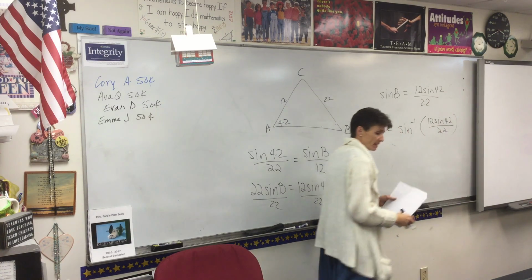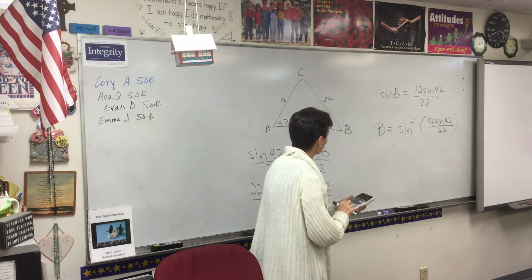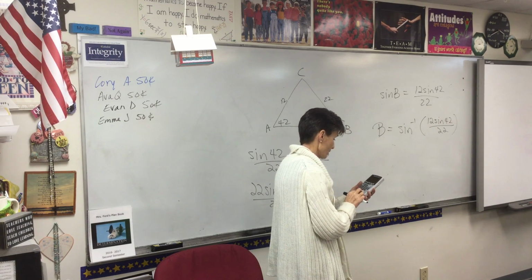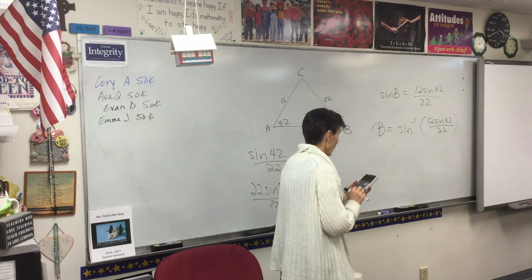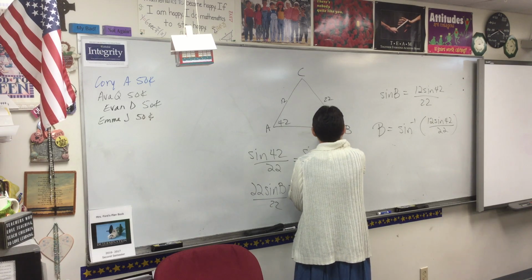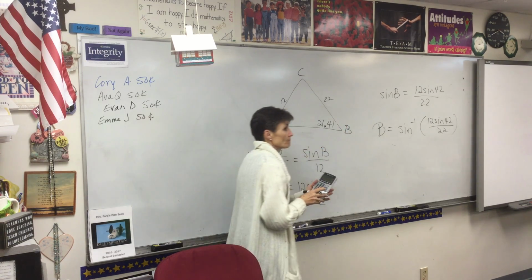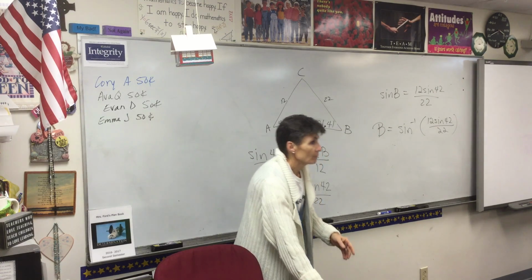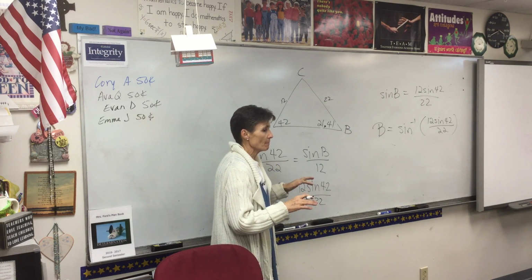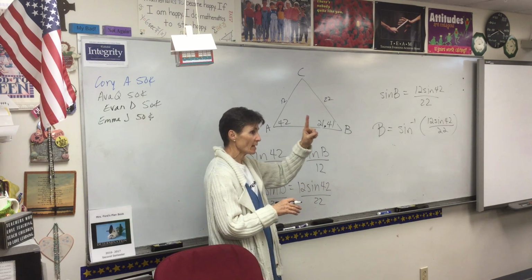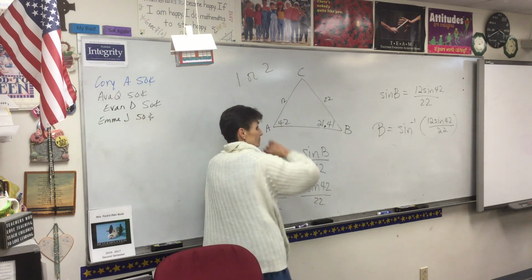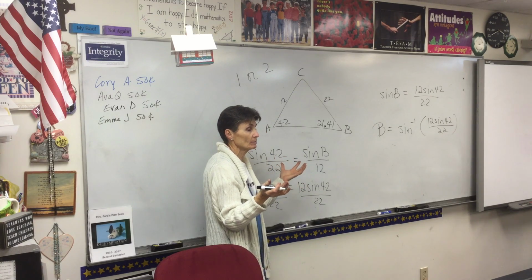So I'm going to type that in on my calculator. Inverse sine of 12 sine 42. Uh-oh, I got an answer this time. Okay? Now, pay attention. Write down the steps if you need to. So we went through, this time we got an answer. So what does that mean? That means we either have 1 or 2, right? We got an answer, so it's not 0.